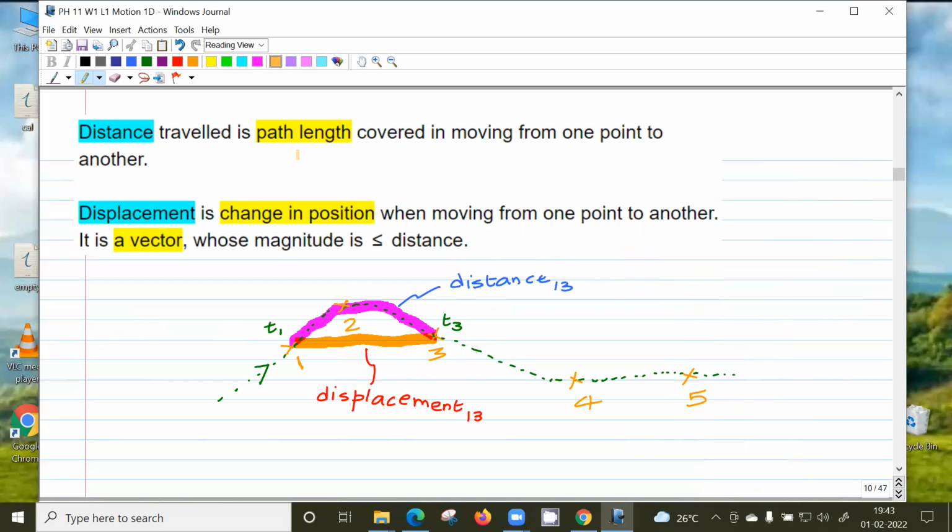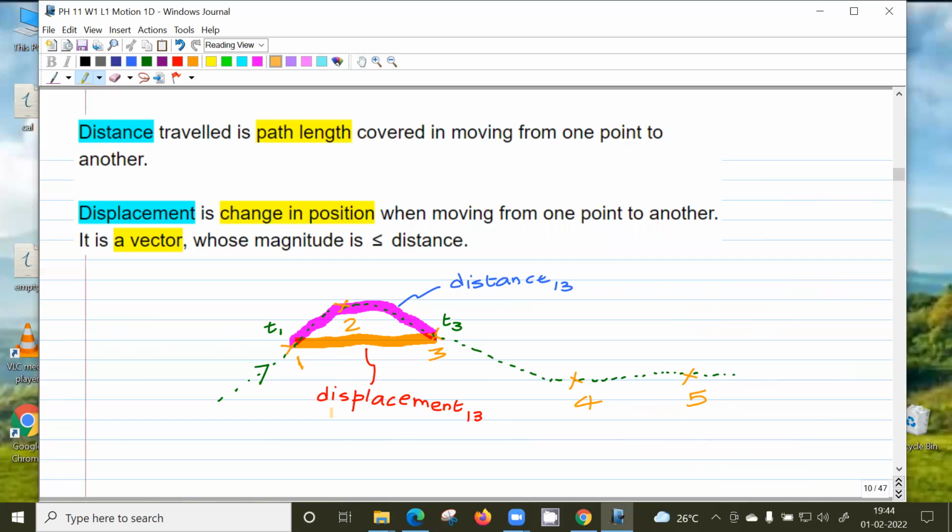So distance is the path length covered from moving from one point to another point. If I'm moving from point one to point three, say point one is at time t1 and point three is at time t3, and I'm taking this dotted line path, then the path length is the distance.